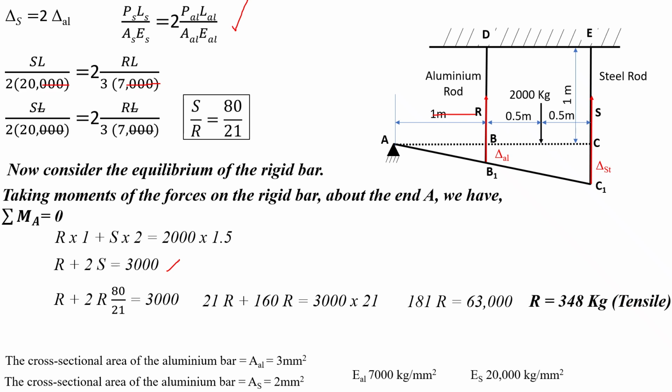We know the relationship between S and R. S equals R into 80 by 21. Substituting, S equals 80 by 21 into the R value, which is 348. Then S is 1326 kg. The nature of the load is tensile load. So this is the solution, and thank you.